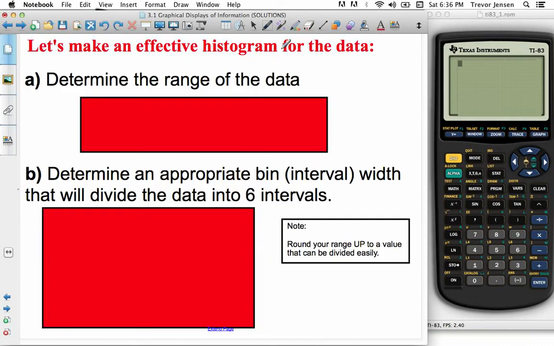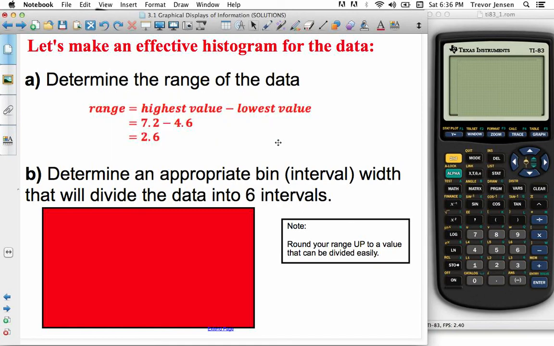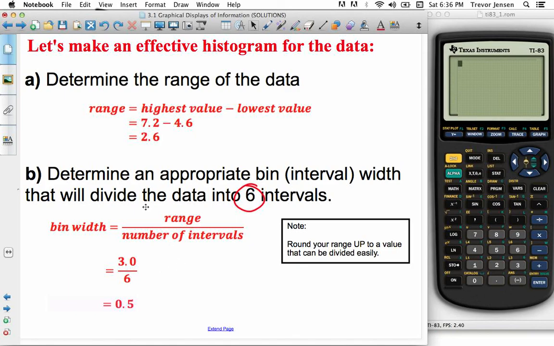Okay, so first thing we have to do is figure out the range. So the range of data, you do the highest value minus the lowest value, and we get a range of 2.6. We want 6 intervals, okay? And we want them to go up by a nice value. So I want to round 2.6 up to a number that 6 divides nicely into. So if I round 2.6 up to 3, that'll give me a bin width of 0.5. That's a nice bin width to go up by.